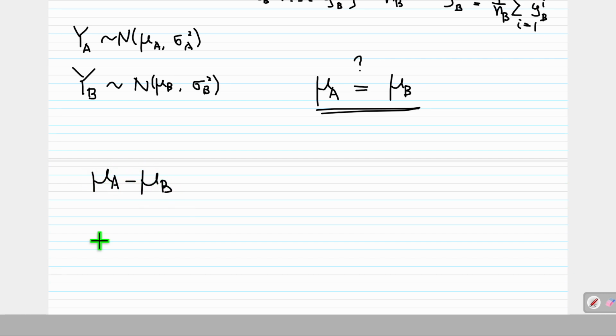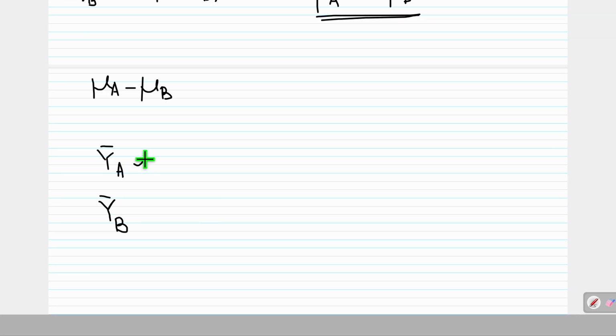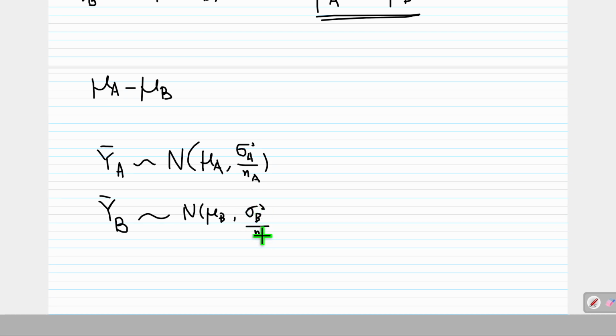So first, we recall that we have Y bar A. If all these Y1, Y2 up to YA are distributed like this, with mu A, sigma A squared, then by theorem, we know that Y bar A will also be a normal distribution, with the same mean, but the variance will be divided by NA. And Y bar B will also be a normal distribution, with the same expected value, but the variance will be divided by NB.